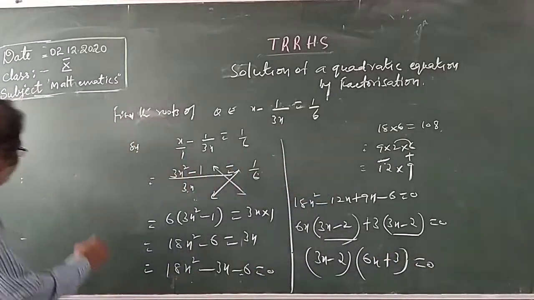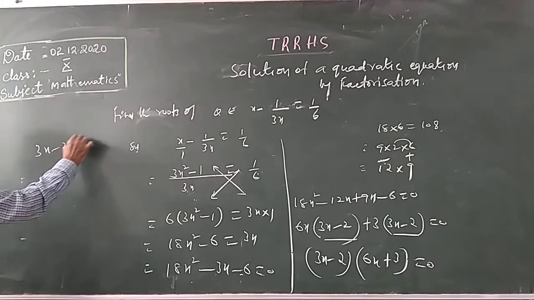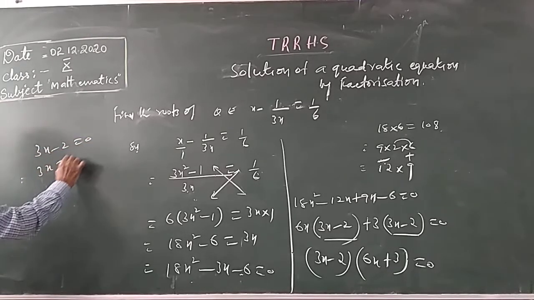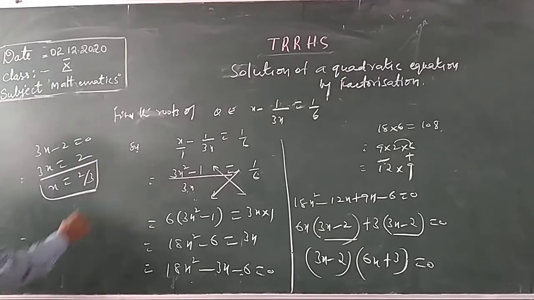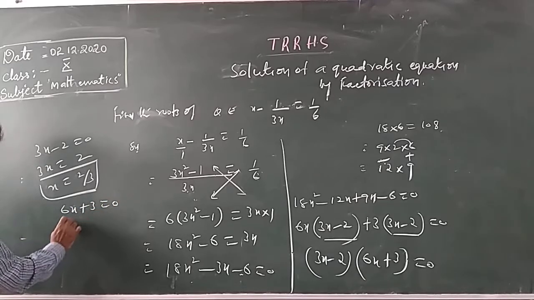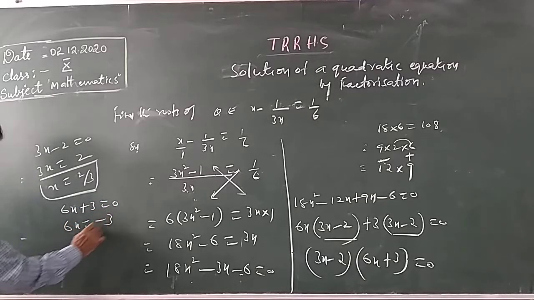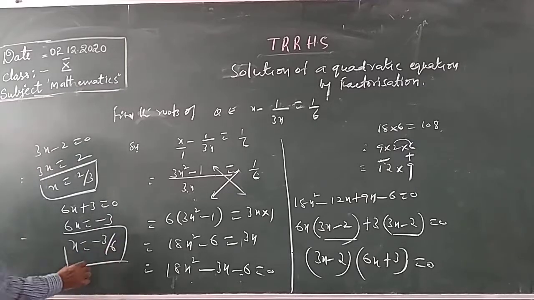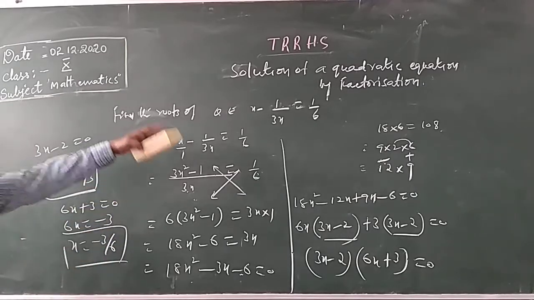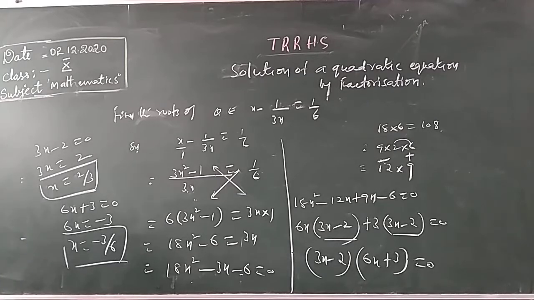Each factor equal to 0. 3x minus 2 equal to 0, so 3x equals 2, x equals 2 by 3. Next, 6x plus 3 equal to 0, 6x equals minus 3, x equals minus 3 by 6. So these are the roots: x equals 2 by 3 and x equals minus 1 by 2.